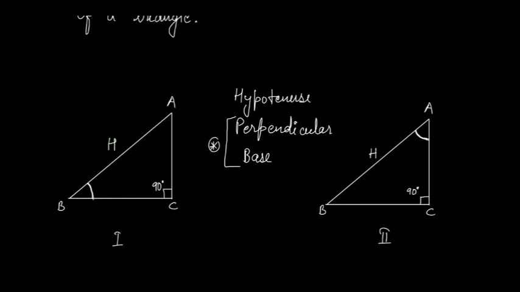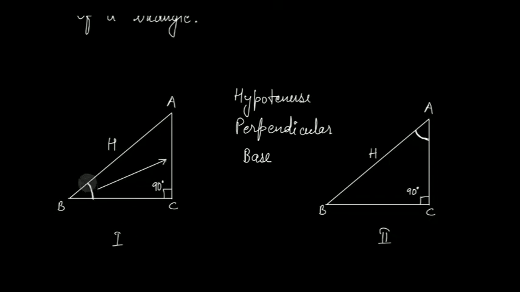See, two angles are given there, A and B. Suppose we are taking the angle B. In the case of angle B, the perpendicular is AC. In the first figure we are taking the angle B, and in the second figure we are taking the angle A. So if we are taking angle B, the perpendicular will be AC, and the remaining third side will be the base.